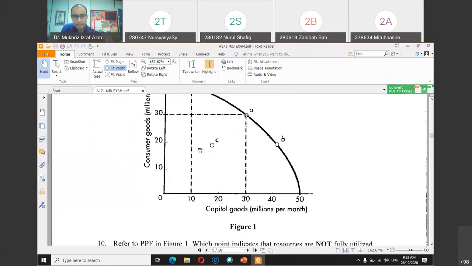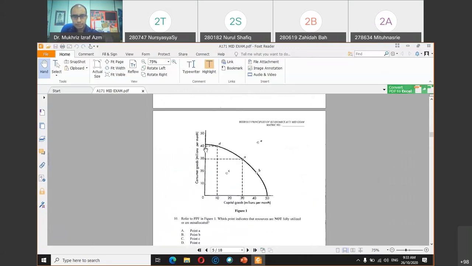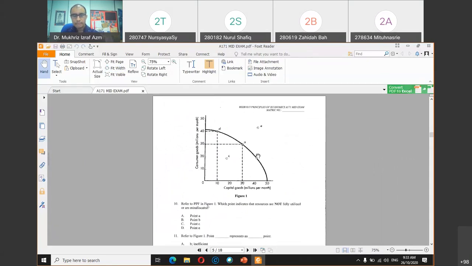How about the second question? Which point indicates the resources are not fully utilized? I think you can figure this out in less than 1 second. It's clearly point C, which is below the curve. Point E is not possible because it is beyond what is available for the country, so E is outside. Any point along the curve is when the resources are fully utilized.